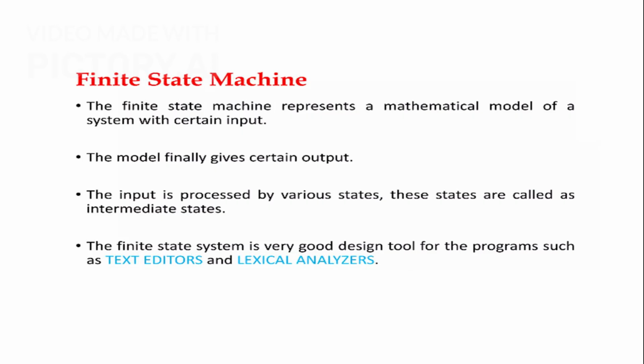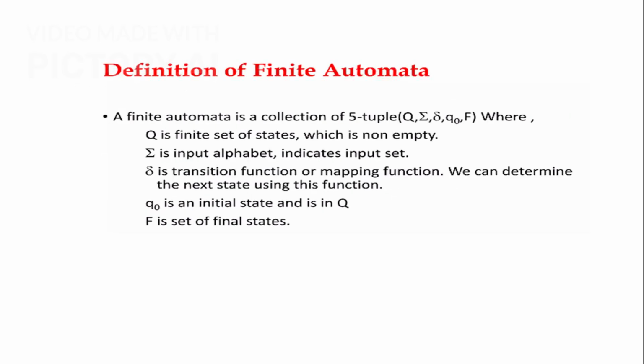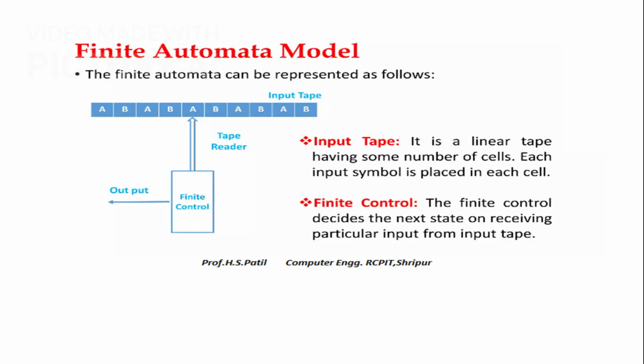in computing. Finite automata are defined using a five-tuple, which includes a finite set of states, input alphabets, and transition functions. These components work together to determine the next state, starting from an initial state and moving towards final states. The finite automata model is represented with input tapes and finite control. Each input symbol is placed in a cell, and the finite control decides the next state based on the input received, illustrating the systematic processing of information.